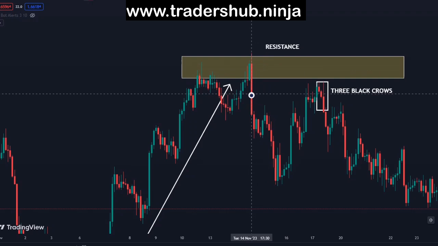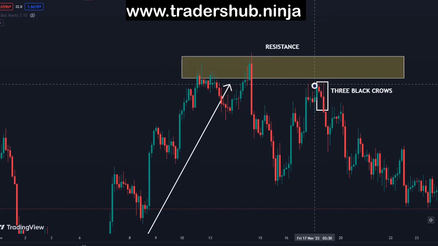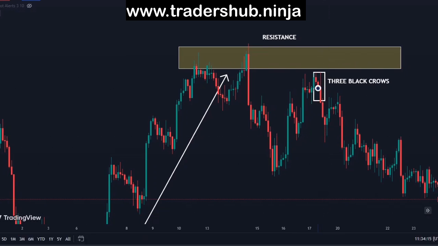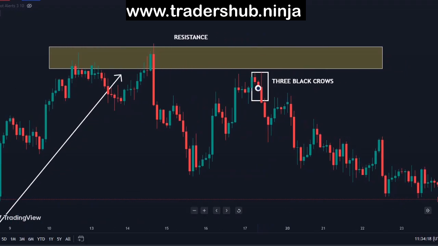The downtrend was getting strong. At this particular resistance level, we are getting 3 continuous bearish candles here. These 3 continuous bearish candles, you have to watch. The first candle is a bearish candle. The second candle is also a bearish candle. It closed below the first candle's low price. The third candle is also a bearish candle. It closed below the second candle's low price. These 3 bearish candles are called a 3 black cross candle.